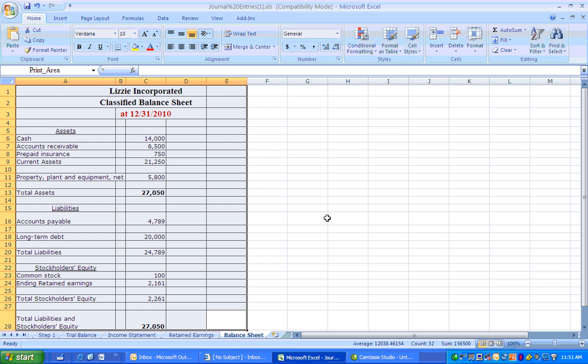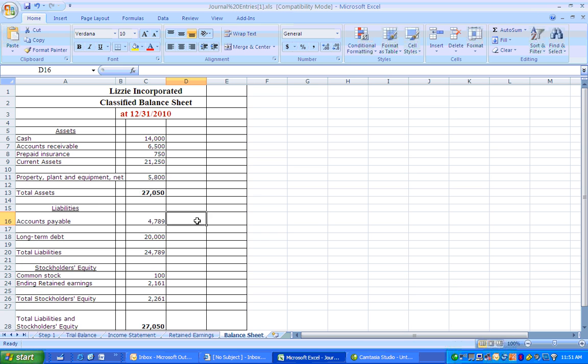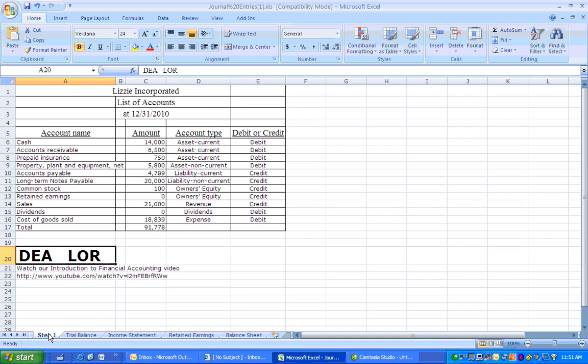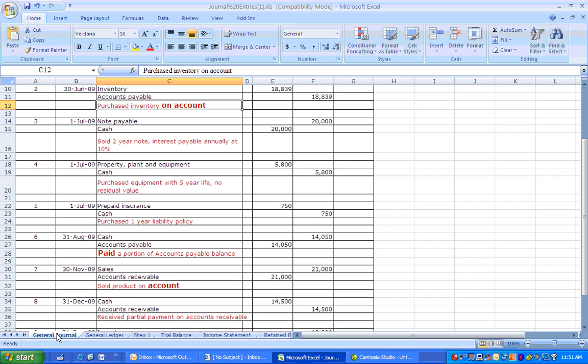What I would like for you to be able to do with this is analyze journal entries, analyze transactions, be able to record a journal entry, make sure that your debits equal your credits, keep good form, and understand how these transactions affect the 3 financial statements that we're dealing with in this worksheet here.